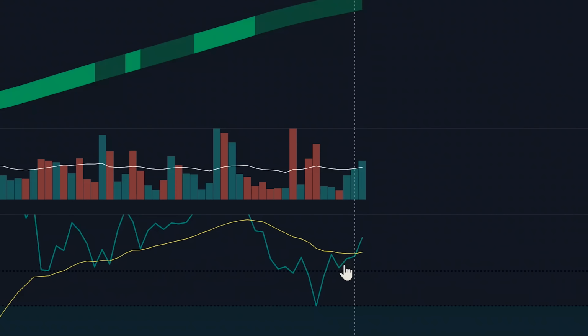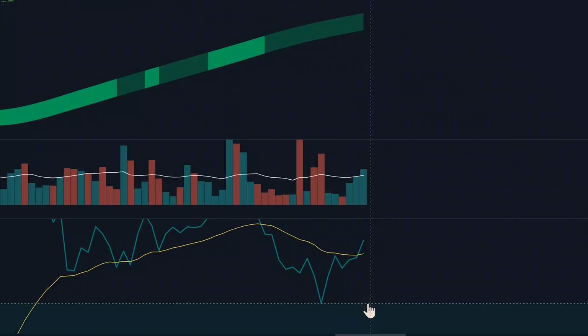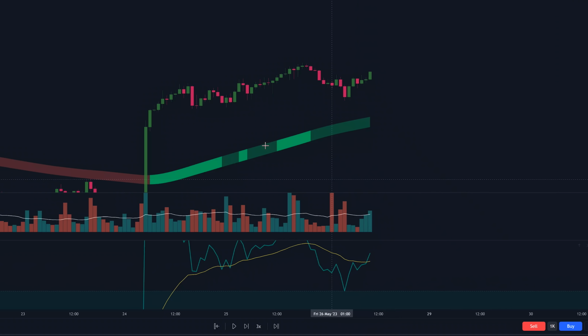First, the relative trend index line, this green line right here, should cross above this yellow moving average, and this crossover needs to happen inside the overbought zone. So basically above this horizontal line at the 80 level. Having the relative trend index above the 80 level indicates that the market is in a strong bullish trend.